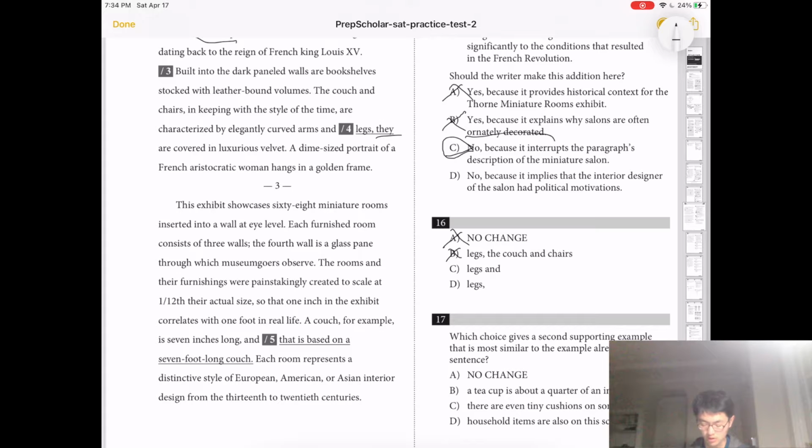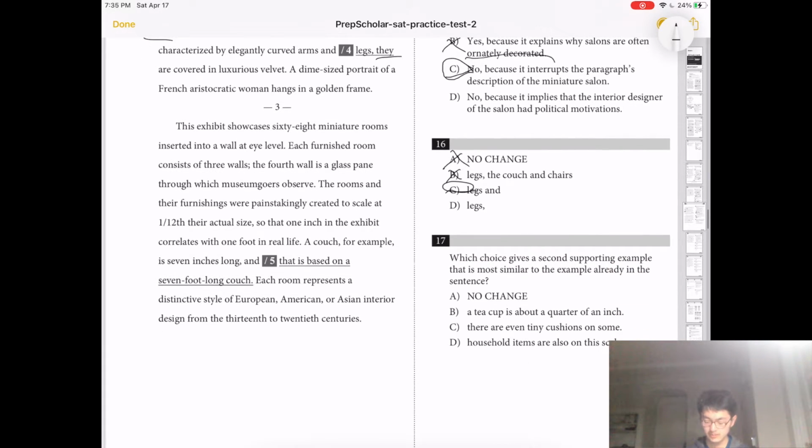The couch and chairs, in keeping with the style of the times, are characterized by elegantly curved arms and legs, and are covered in luxurious velvet. This one's the answer because it's the couches and chairs. They're made more aesthetically pleasing by elegantly curved arms and legs. That's one, and by being covered in luxurious velvet. So the answer would be C.